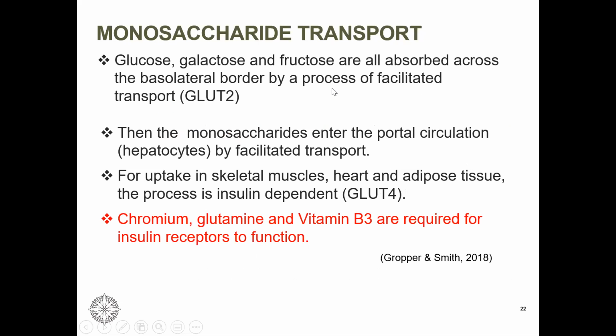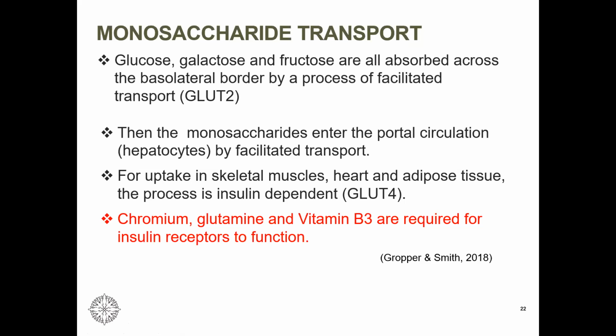GLUT2 again for facilitated transport at the basolateral layer for glucose and galactose. And then we have specific transporters in the skeletal muscle, heart, and adipose tissue, which was mentioned in that table, a couple of slides below. But an important thing to remember is that we need a few nutrients to support insulin receptor function. These are chromium, glutamine, and vitamin B3. So I encourage you to remember that.